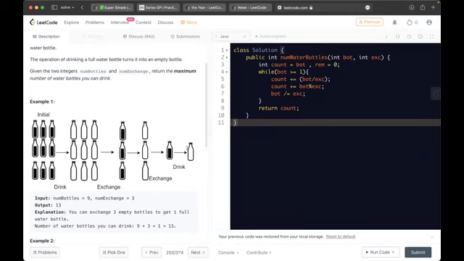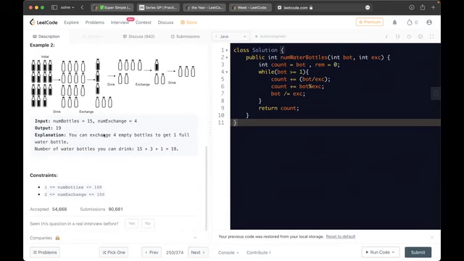Ma'am, then we won't get new bottles. So if 1 or less than exchange remains, that many bottles will remain empty. Yes, it will be added here too. Okay, let me see your code.